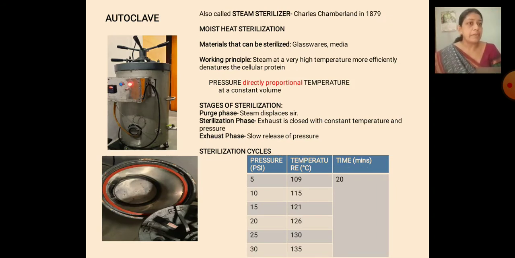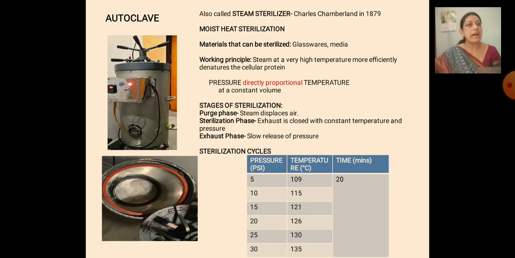The next type of sterilization is moist heat sterilization, and it is done by the autoclave. The autoclave is also called the steam sterilizer and acts on the principle of a pressure cooker at home. Now, this process was first discovered or invented by Charles Chamberland in the year 1879. This concept of sterilization was introduced.